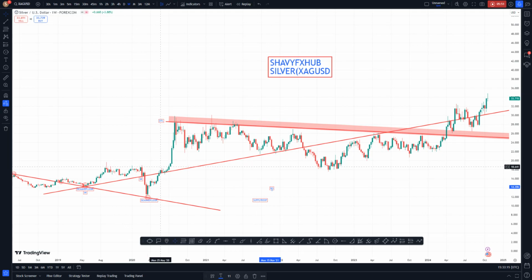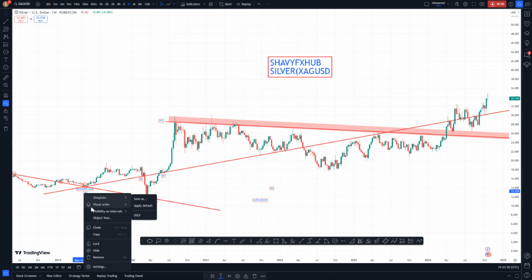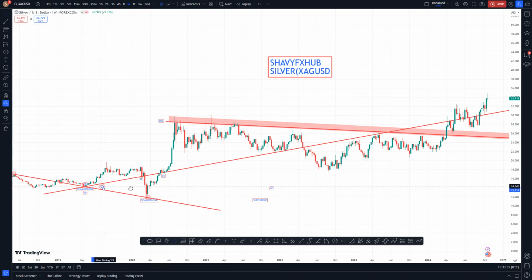Then it broke the structure. When it broke the structure, it came back and retested. We always talk about break and retest. So I will call that a retest, RT. It's an RT. It's an SR. You can call it any of them. It's allowed. It's an RT. It's an SR based on our structure strategy.